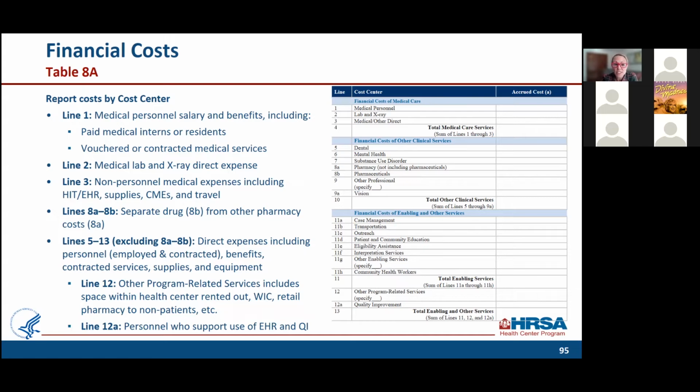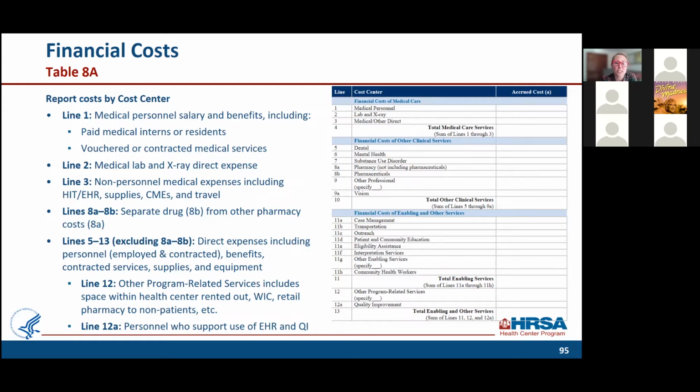The other cost centers that subdivide costs is pharmacy, where on lines 8A and 8B, you also separate drug costs reported from line 8B from pharmacy costs reported on 8A. You'll report dispensing fees on 8A because remember, only pharmaceutical costs go on line 8B. One note here is that pharmacy assistance programs are not reported in the pharmacy cost center. Those are reported on line 11E, eligibility assistance.